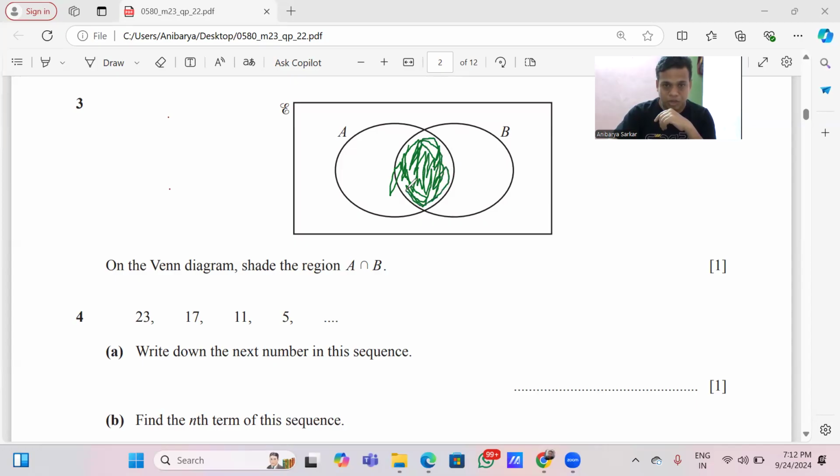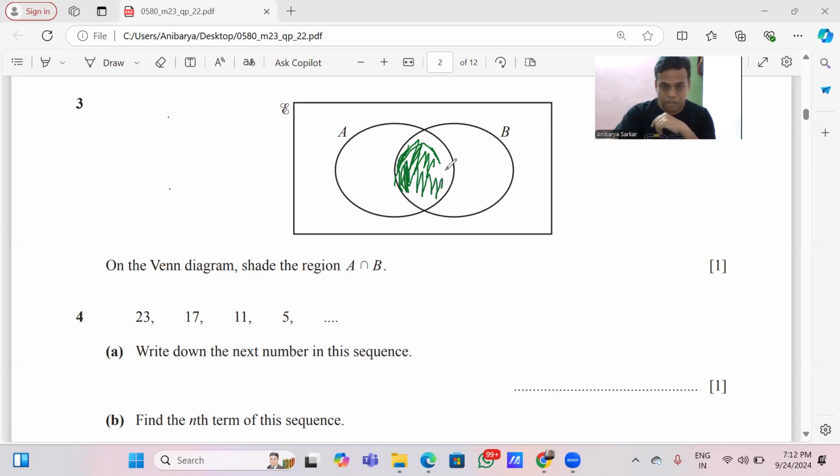This is the part of A intersection B. Shaded it. Okay. This is a very important question, a very easy question. Shaded means always the intersection. Shaded means always draw the intersection part. Intersection means the common part.